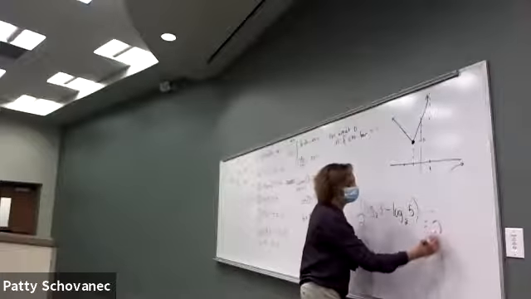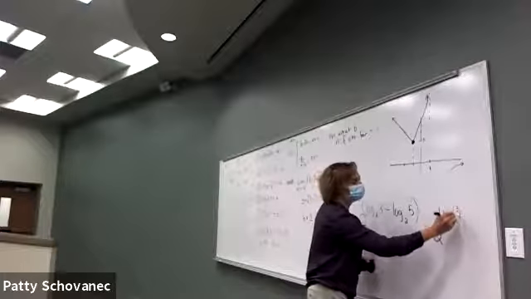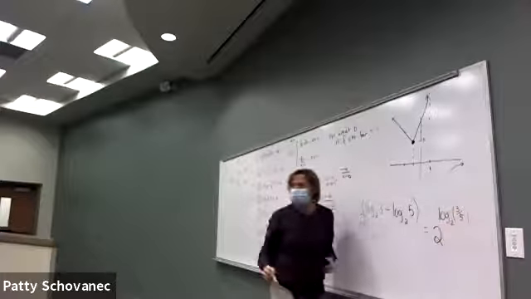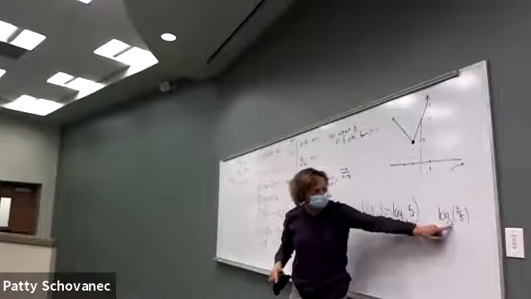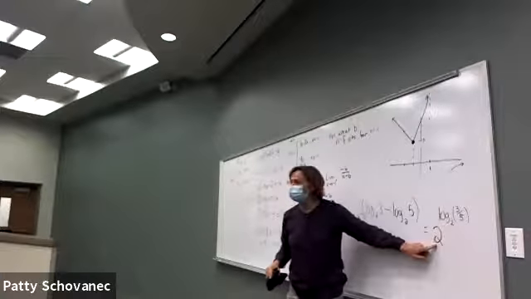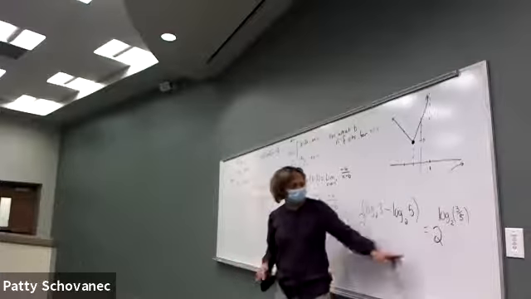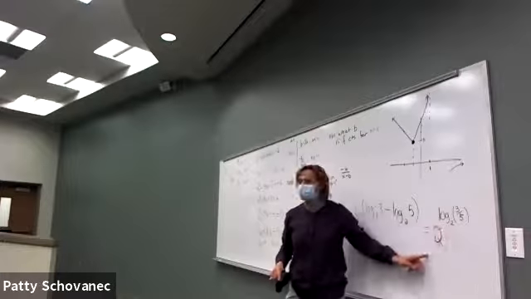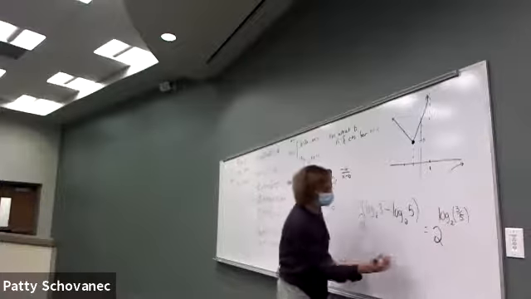So I have 2 to the log base 2 of 3/5. Now, what happens if the exponent has the same base as the exponential function? They cancel each other out, right? And so we come back with the original input of 3/5.